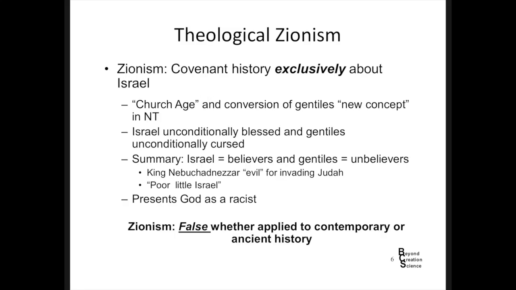I could put it a different way. A lot of us preterists come from dispensational backgrounds. Dispensationalism also places a huge emphasis on Israel in covenant history, right? That's a real distinctive mark of dispensationalism. In fact, dispensationalists tend to make the covenant history to be exclusively about Israel. They present the church age and the conversion of the Gentiles as an entirely new concept in the New Testament. They say that God did something new or unknown in the New Testament.